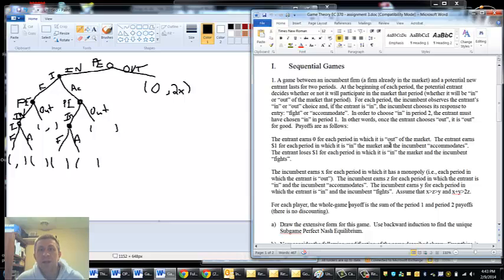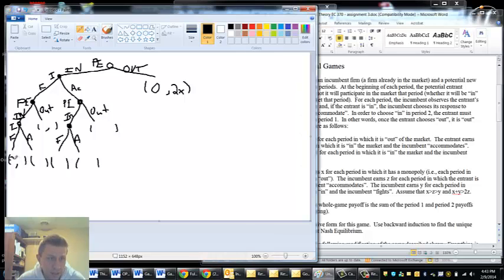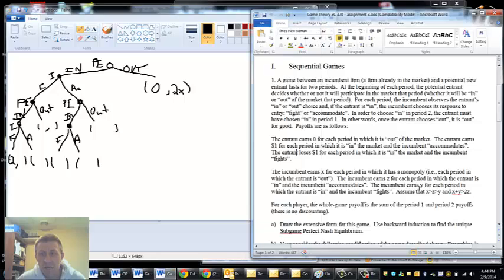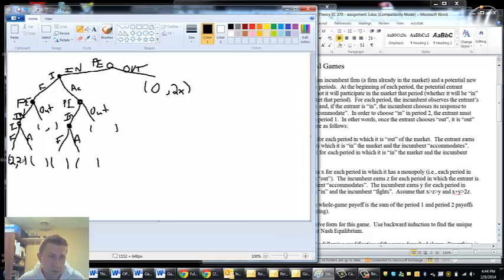What happens if it's in, fight, in, fight? The potential entrant, if they're in and the incumbent fights, loses $1 each time. So that's -1 each time, which will be -2. The incumbent earns x for monopoly, z when the entrant is in and they accommodate, and y for each period the entrant's in and they fight, so they earn 2 times y.